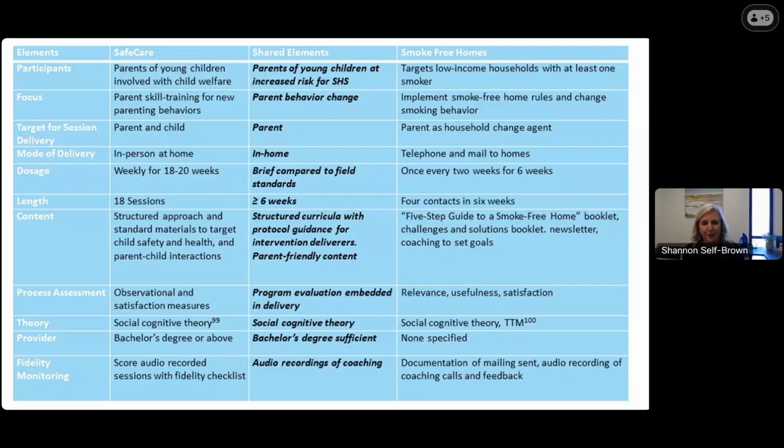And we both included program evaluation in our program delivery, as well as had a focus on fidelity monitoring. We also had a similar theoretical framework for the work. So all of these things allowed us to integrate in a more seamless way than if we had had a lot of differences probably in this phase. Next slide.